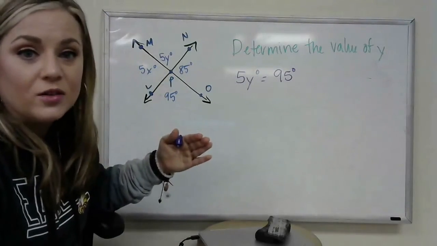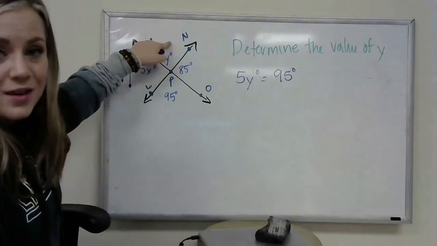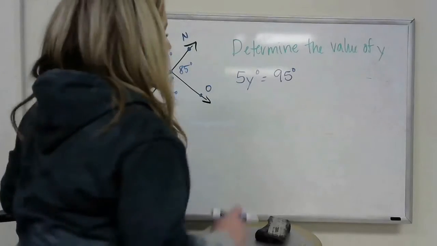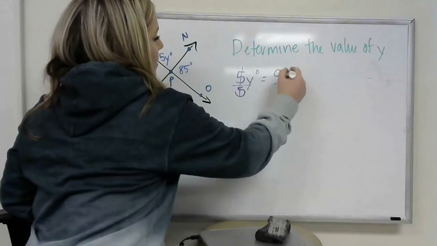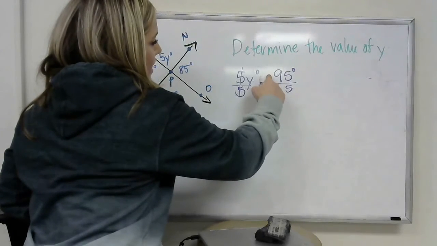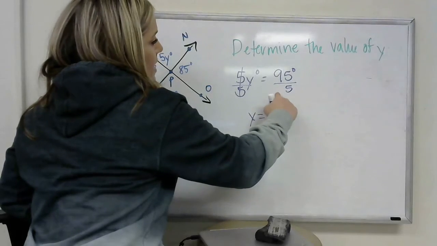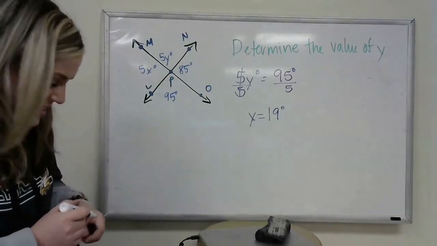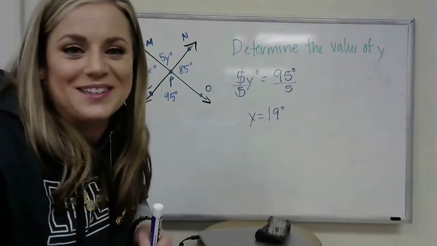So we know vertical angles are congruent. We can solve this. We know that if this is 95, this is going to be 95, right? So 5y is equal to 95. All right, so again, I've got to get rid of the 5, so I'm going to divide by 5 and divide by 5. So y is equal to, 5 will go into 9 one time, and there will be 4 left over, and it will be 19 degrees, right? Okay, guys. Hopefully you got that, and hopefully you'll do fine on your quizzes and assignment.